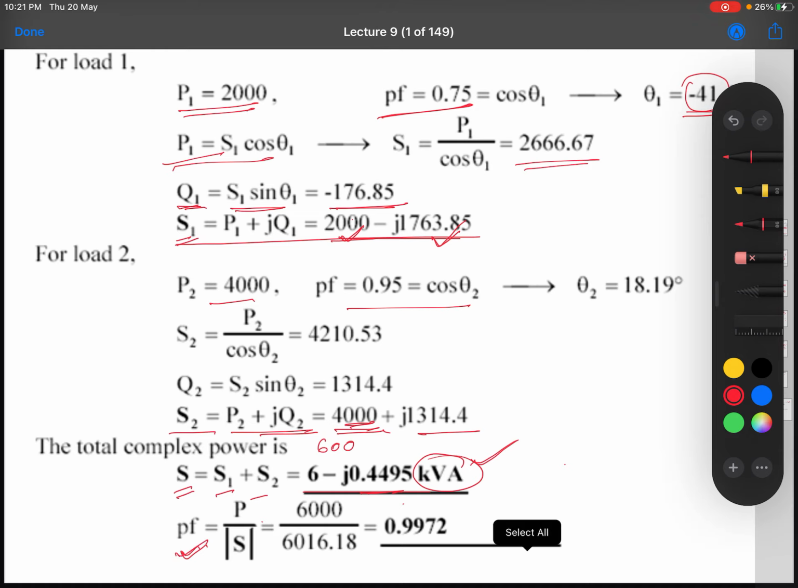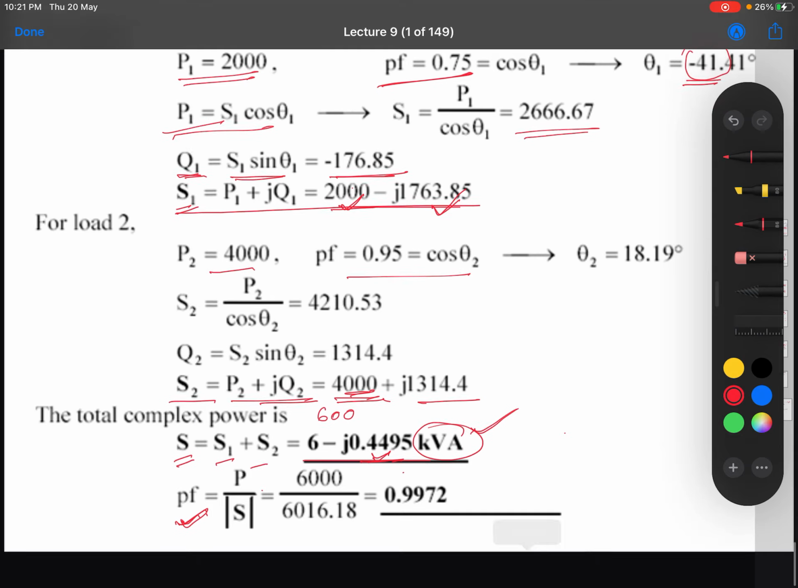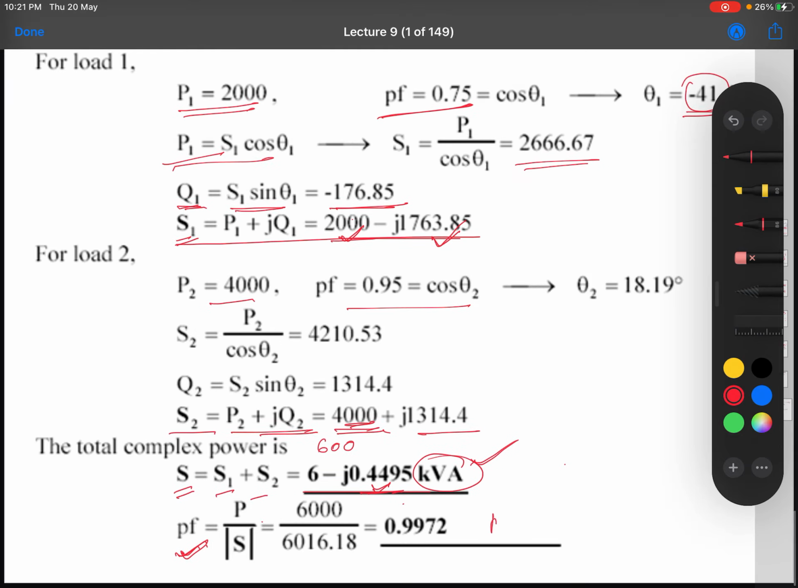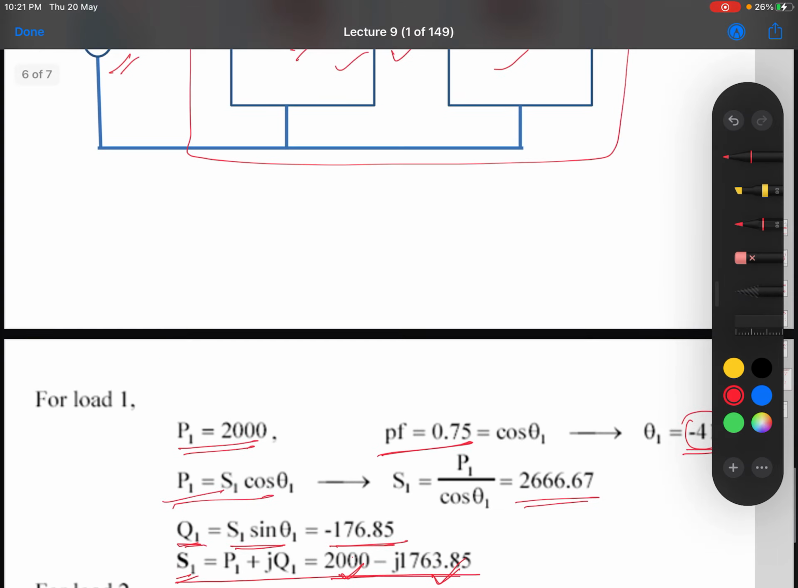So power factor can be calculated as cos theta. You can divide them to get tan theta, or you can get P by S, 6 by S, to get cos theta, the way you like. And this is the power factor you have for this particular circuit. So we'll stop here. Thank you.